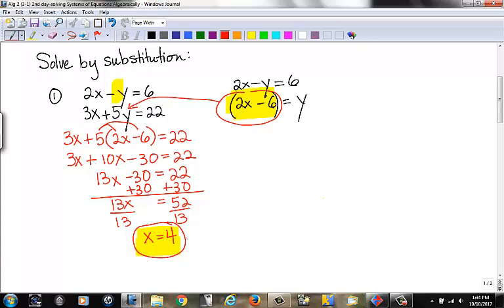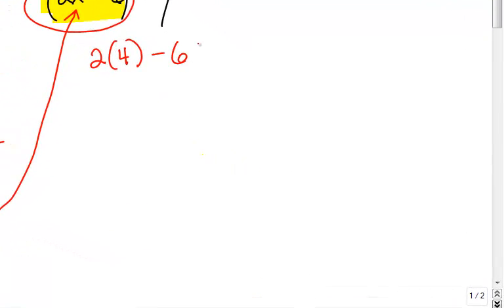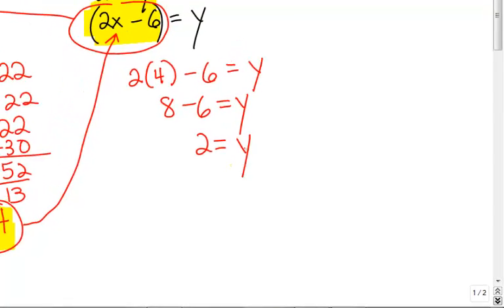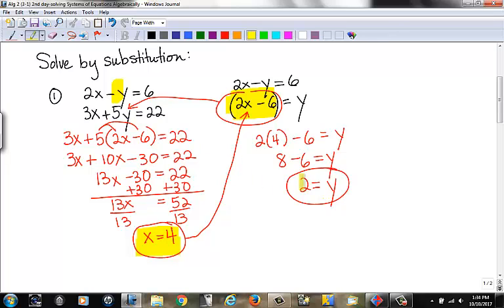Now you should be able to just substitute right back in. So 2 times 4 minus 6 equals y. So 8, and this still checks your order of operations. 8 minus 6 equals y, so 2 equals y. Circle it, highlight it, double underline it, something. So your ordered pair is (4, 2). It's always alphabetical, no matter what letters they're using. If they're using x, y, it's always alphabetical. If they change and they're using a, b, go alphabetical.